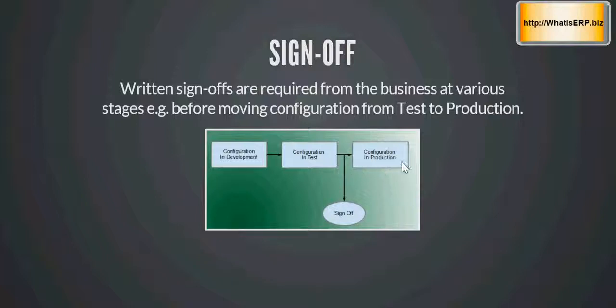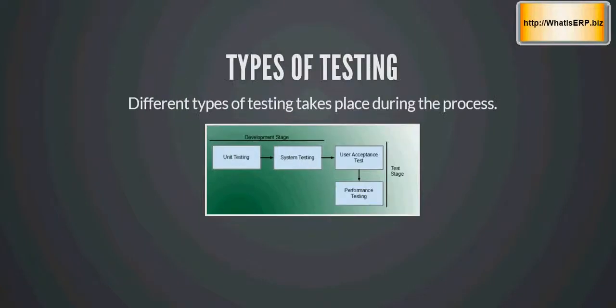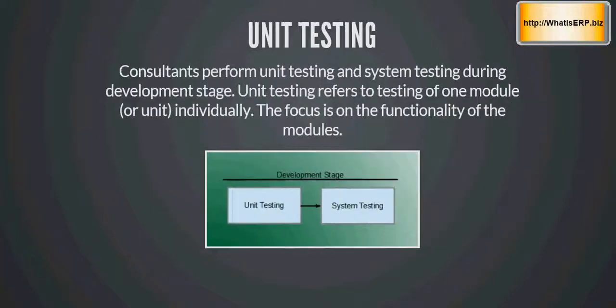So sign-off is important at different stages of the project, especially after the testing is finished. Talking about the testing, there will be different types of testing that will take place. As we understand, functional consultants will find out the requirements and they will do the first implementation in the development environment. In the development environment, they will perform two types of testing. Let's talk about unit testing first. Let's say if 3 modules are being implemented, each module will be tested on its own to make sure it's working fine. So that is unit testing.